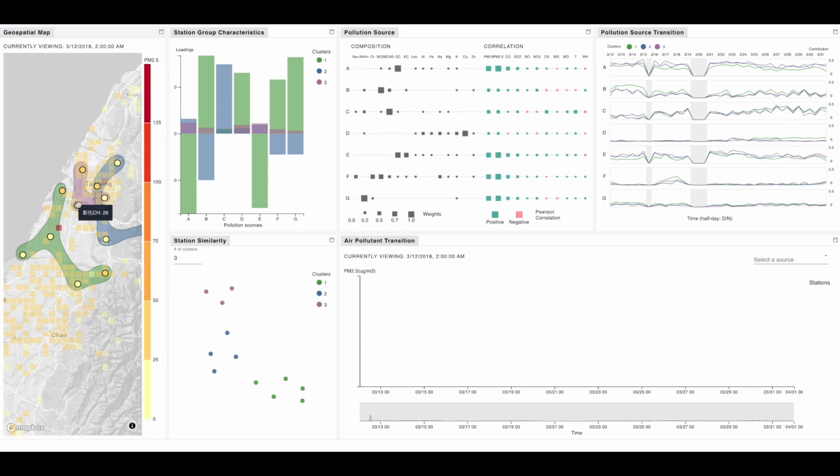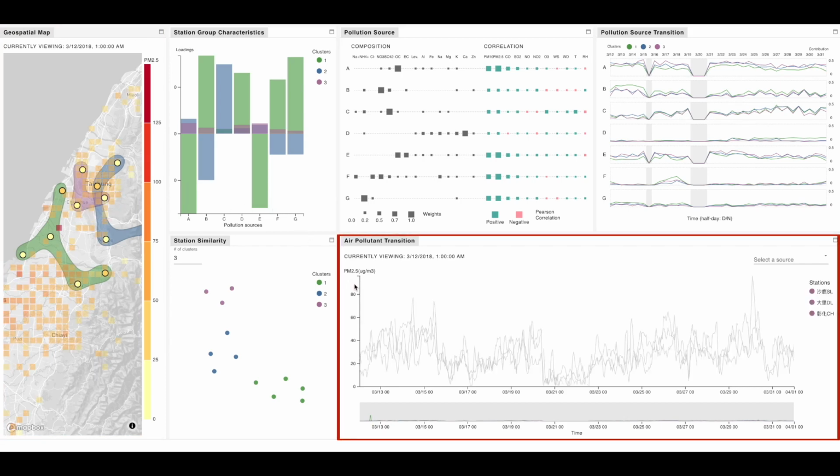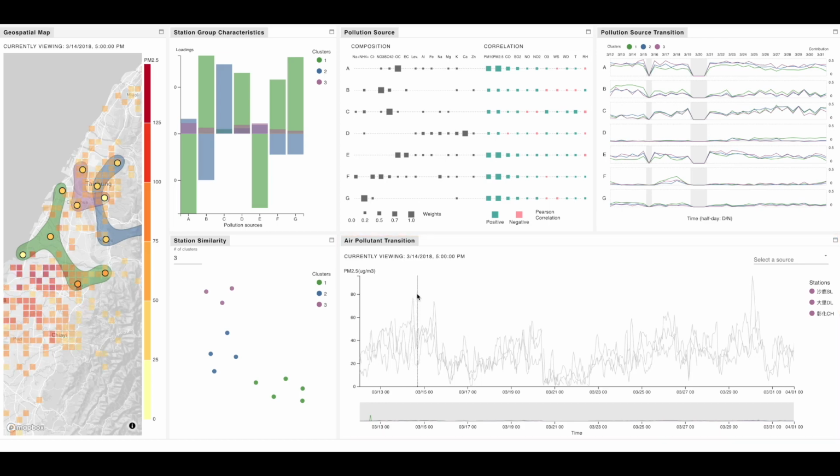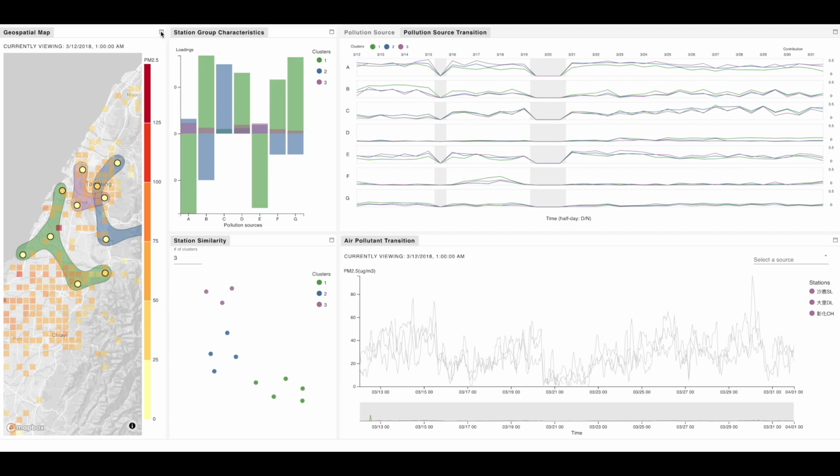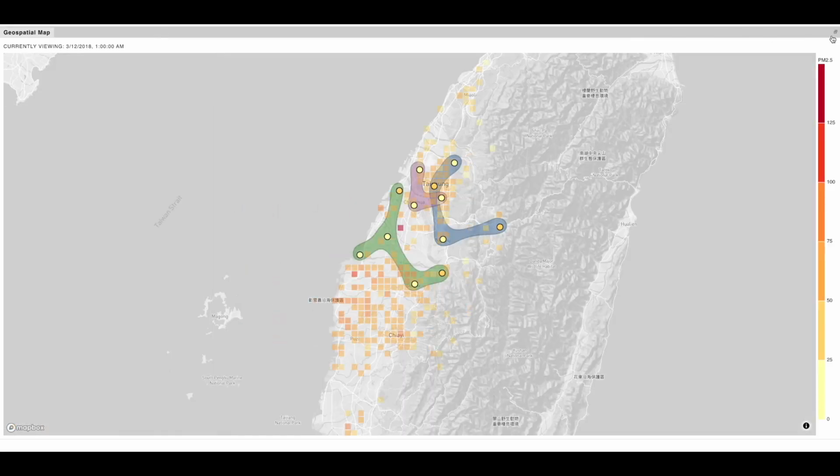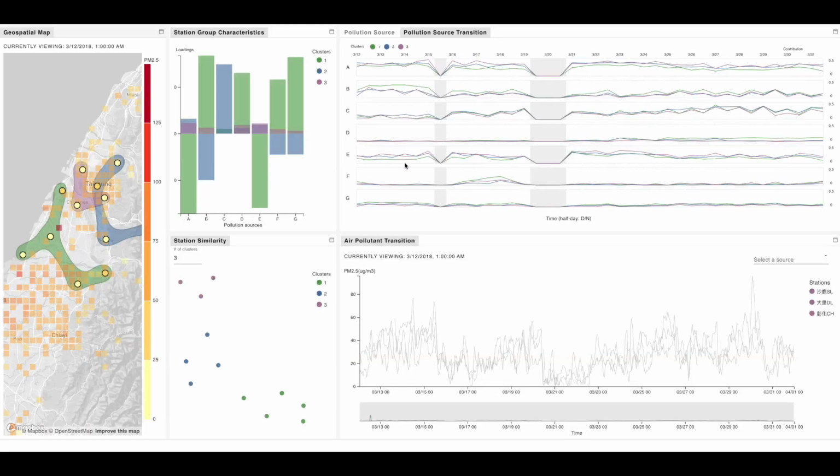Domain experts can click on a station group of interest and further inspect the pollution trend in the air pollutant transition view. When hovering over this view along the time axis, this trend information will also be reflected on the map view. Lastly, we also provide functionalities such as resizing and drag and drop so that we can support various analysis focuses with these flexible visual components.